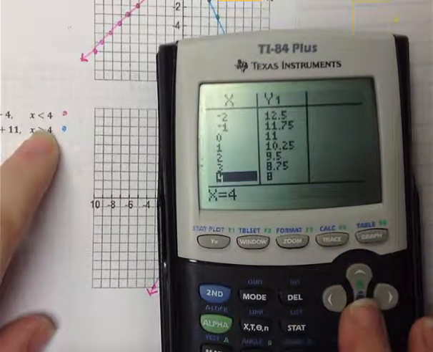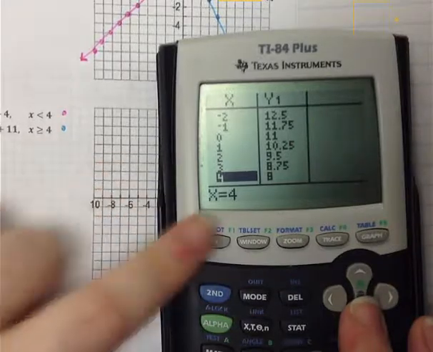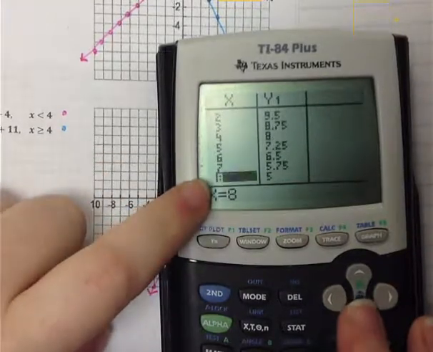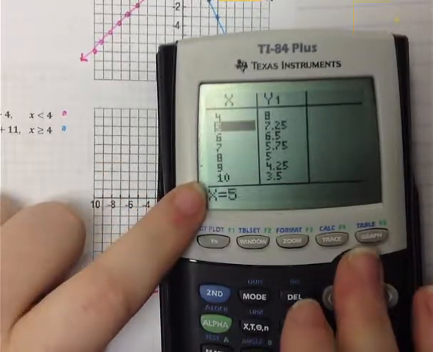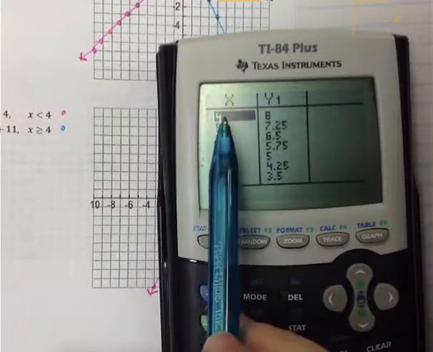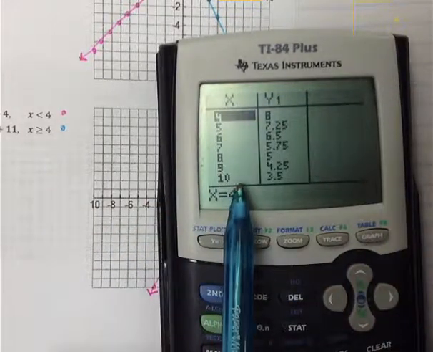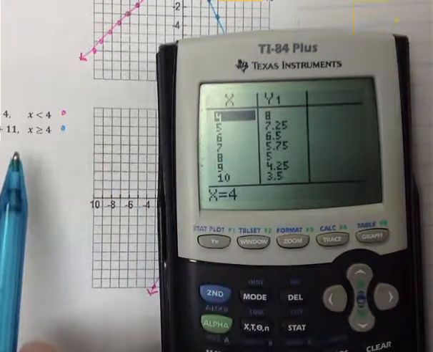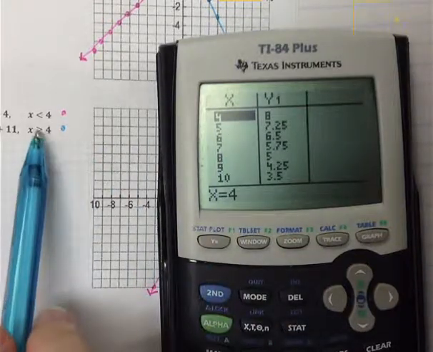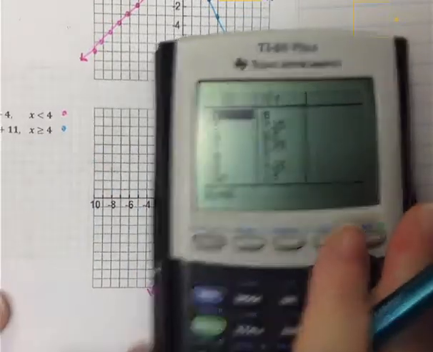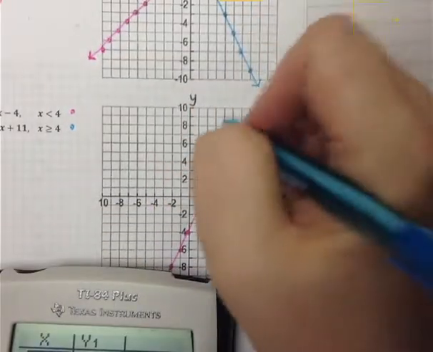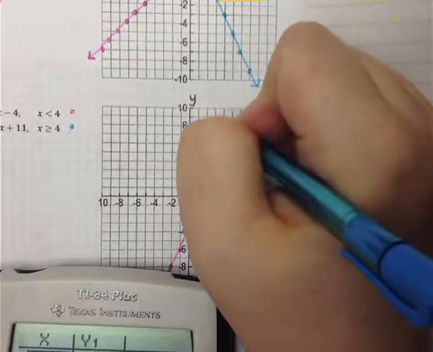Now it says I want greater than or equal to the 4. So I would actually keep pressing down. So my 4, I want to be at the very top because I want all of these values down here. So my first coordinate would be 4, 8. And it's solid because I can start at the 4. So 4, 8 is going to be a solid circle.